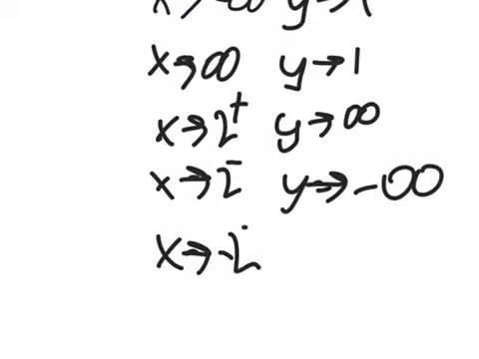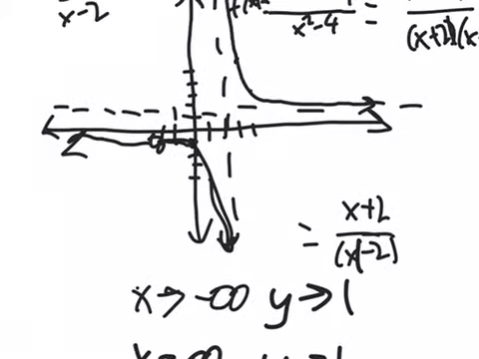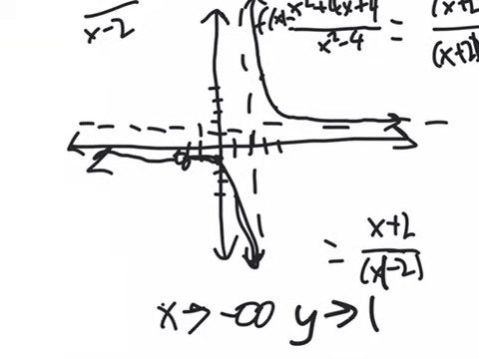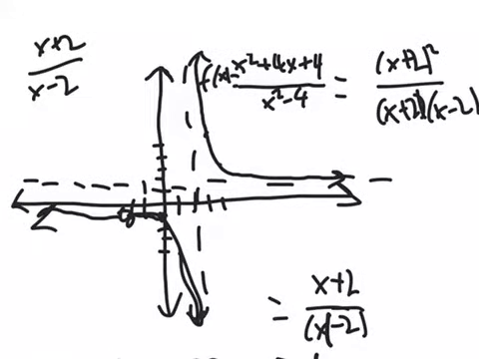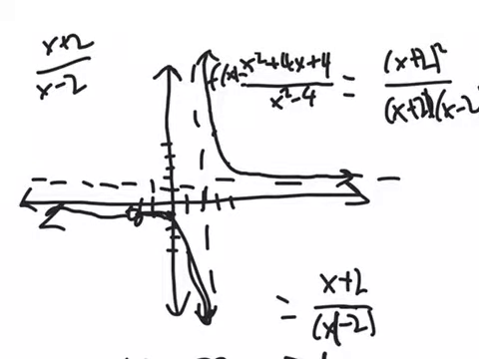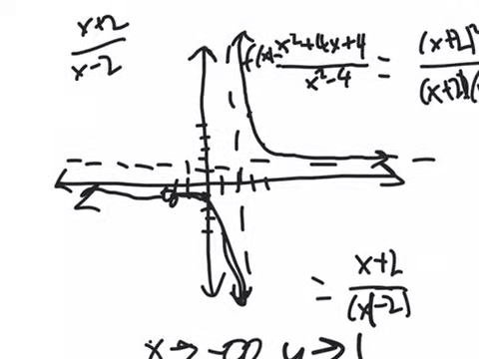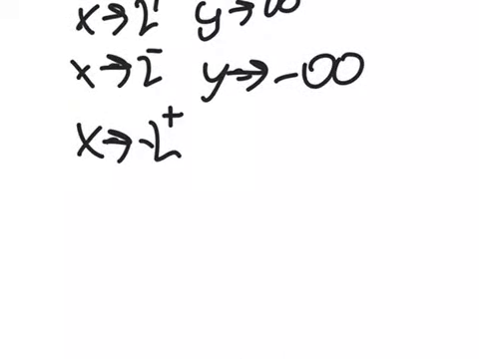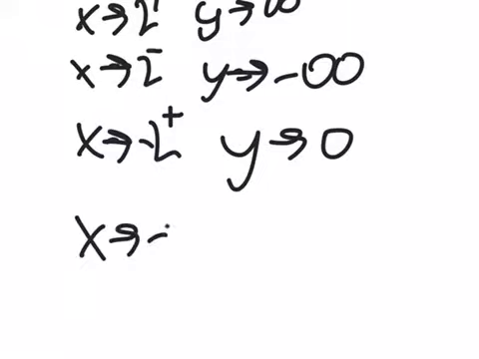When x approaches negative 2 from the positive side, we got a hole at x equals -2. Finally, we have a y-intercept at 0, -1. When x approaches negative 2 from the negative side, y also approaches 0.